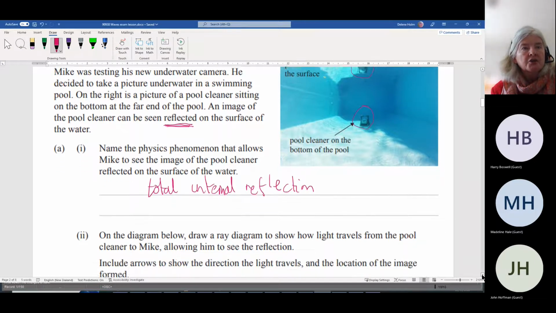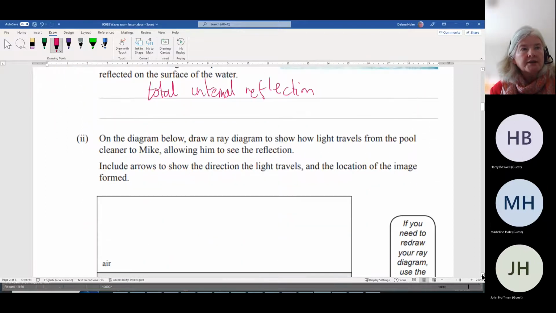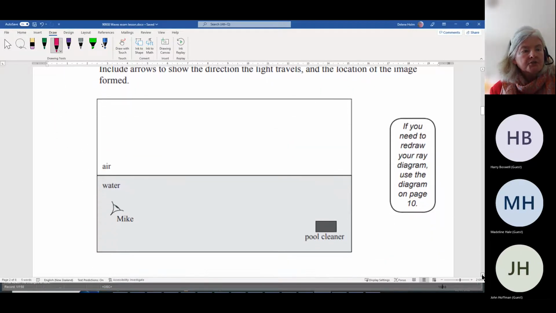If I go down, we need to draw a ray diagram to show it. So if you think of reflection, whether it's a reflection in the mirror, you expect it to be the same size and the same distance apart. So when you draw this, try and be as accurate as possible, because that really does make a difference between achieved and merit sort of thing.